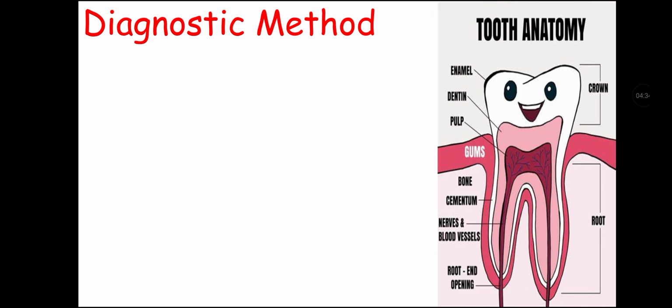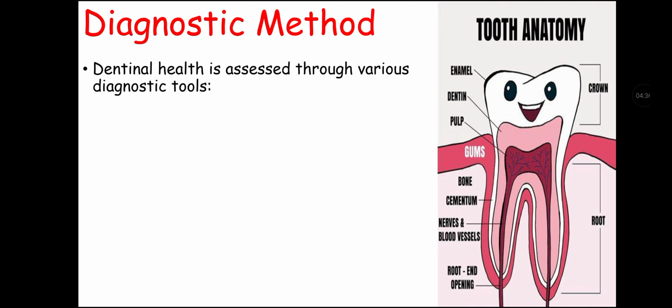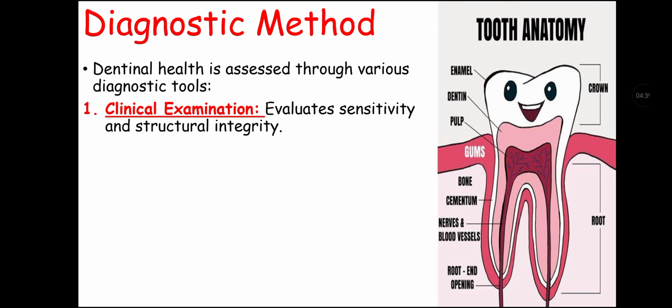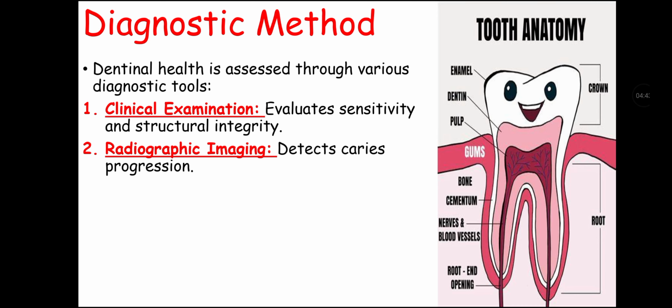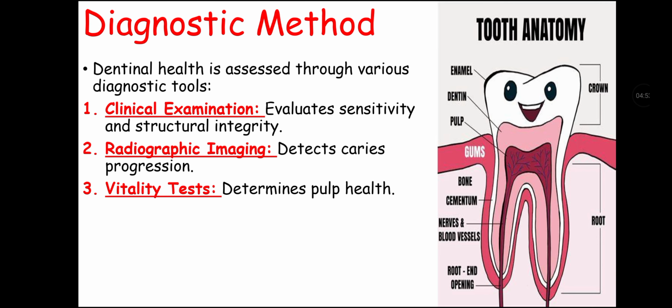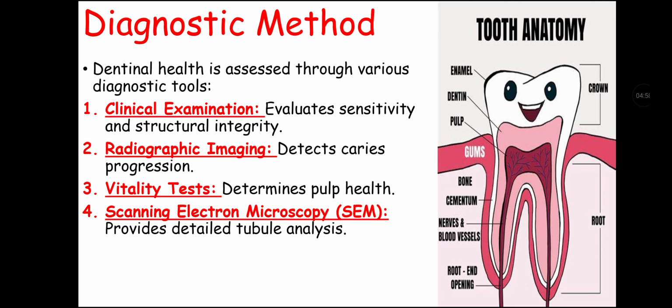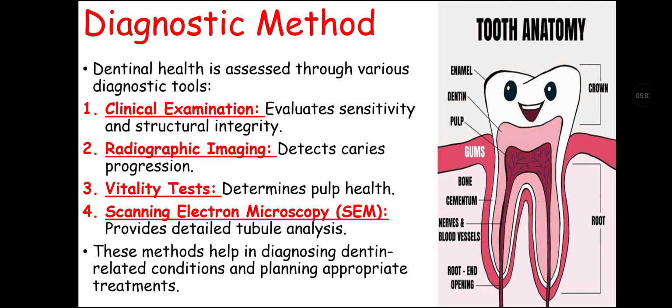Now let's talk about the diagnostic method for the dentin. Dentinal health is assessed through various diagnostic tools, and they include clinical examination as it evaluates sensitivity and structural integrity. Second diagnostic method for dentin health is radiographic images as it detects caries progression, and the third is vitality test as it determines pulp health, and the fourth is scanning electron microscopy that provides detailed tubule analysis. These methods help in diagnosing dentine-related conditions and planning appropriate treatments.